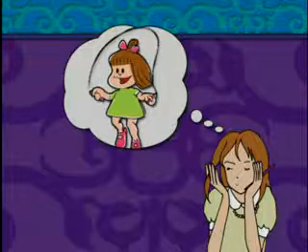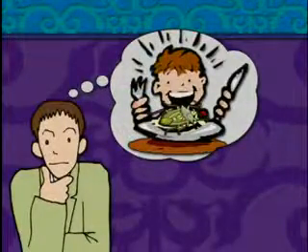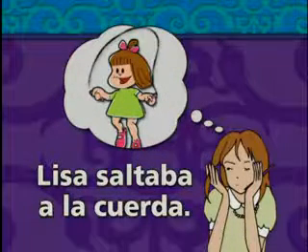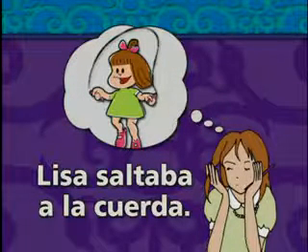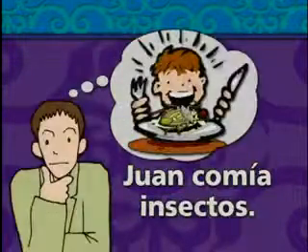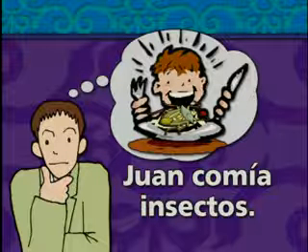Well, another way to talk about the past is with the imperfect tense. We use the imperfect tense to describe actions that used to happen or that happened repeatedly in the past. So in English, we might say, Lisa used to jump rope or Juan used to eat bugs. In Spanish, we would say, Lisa saltaba a la cuerda and Juan comía insectos.